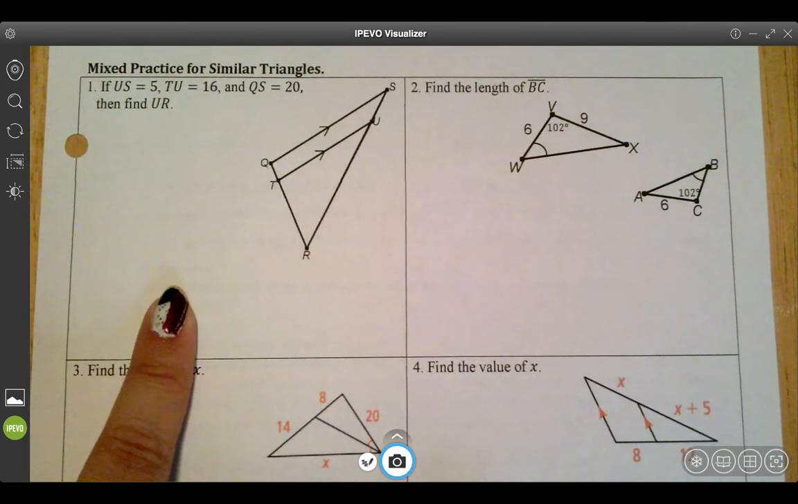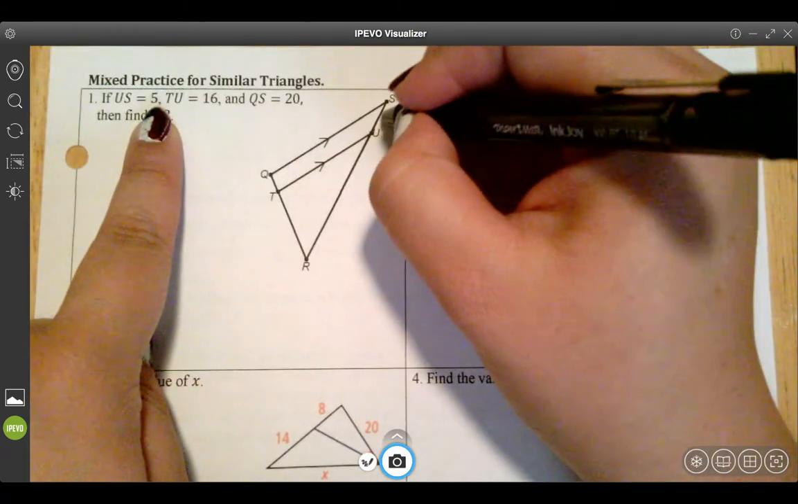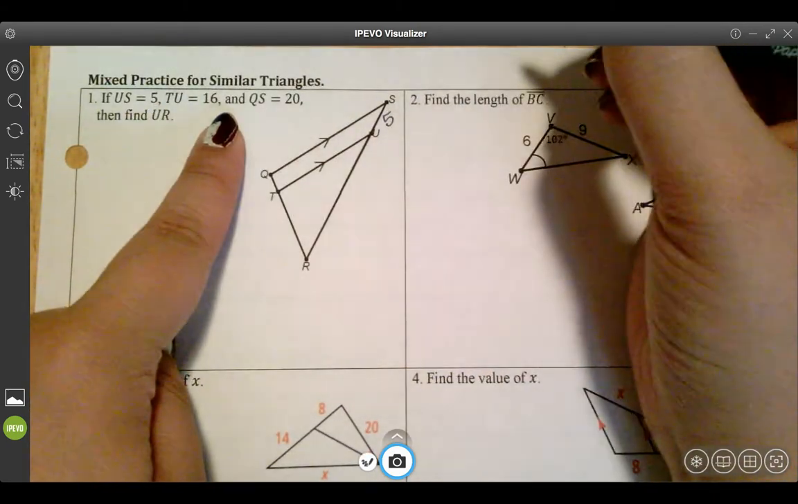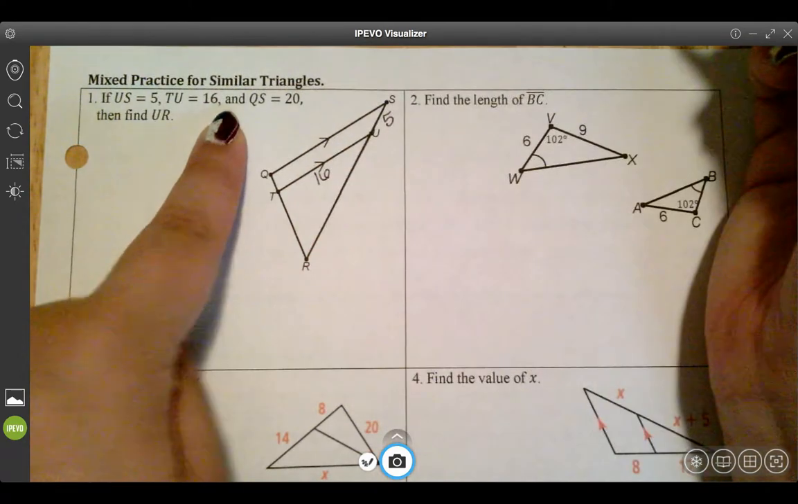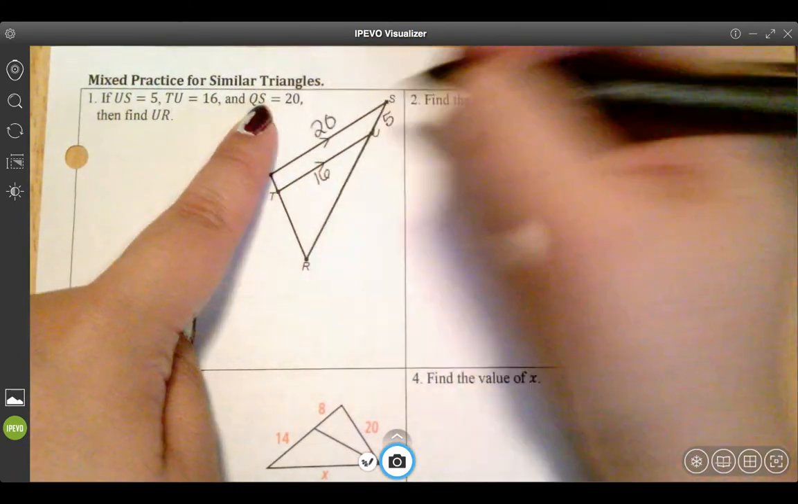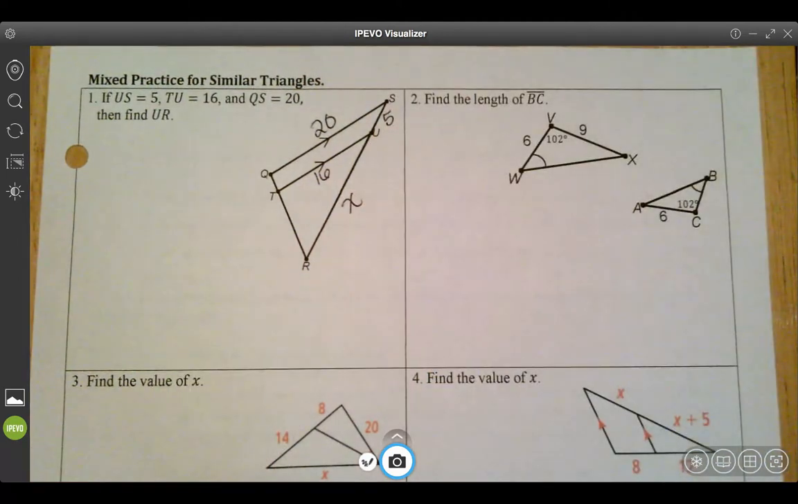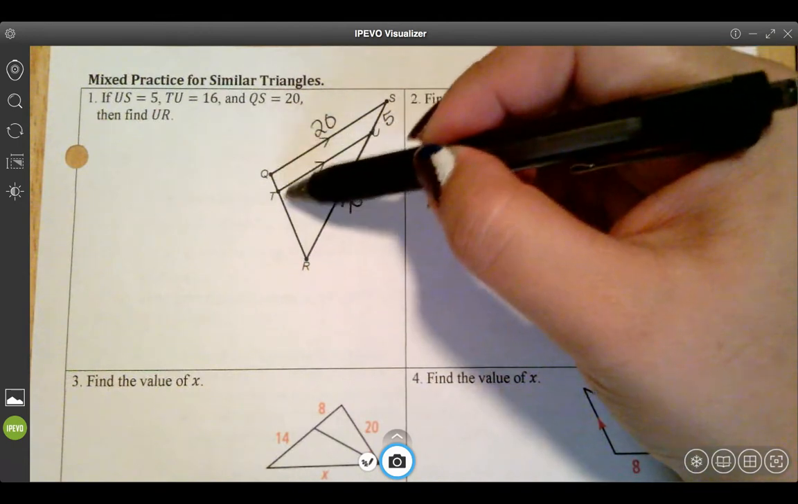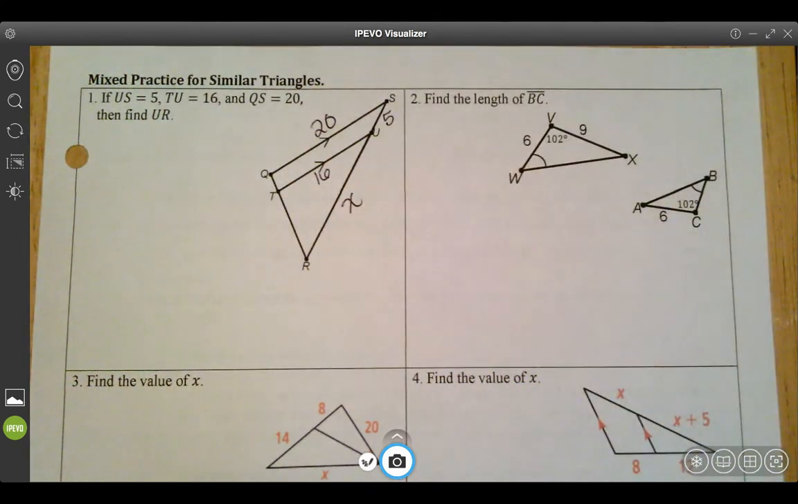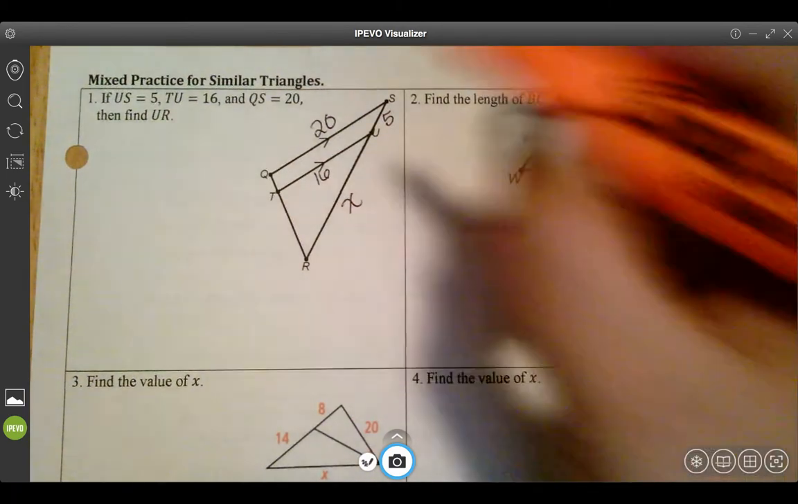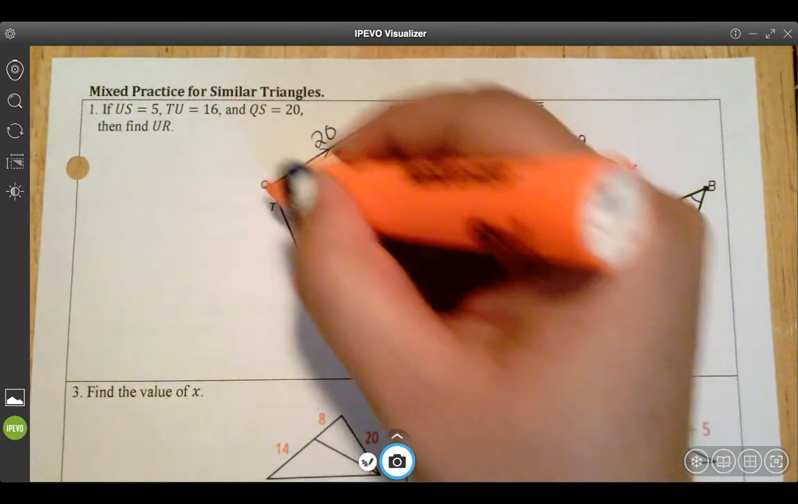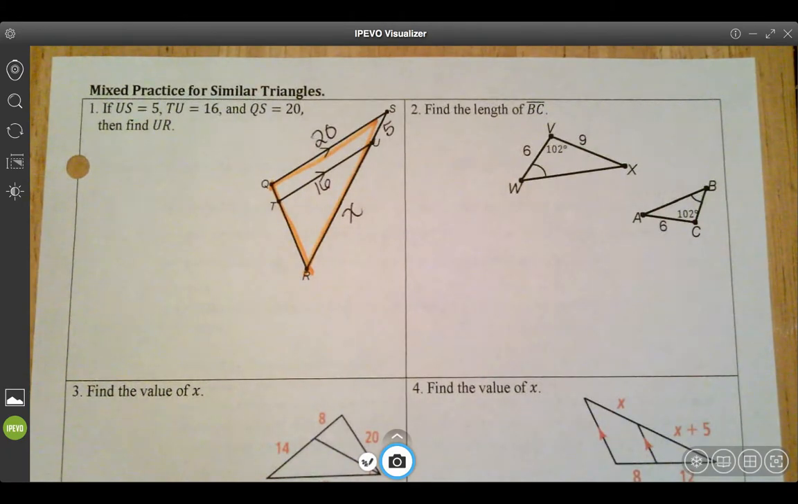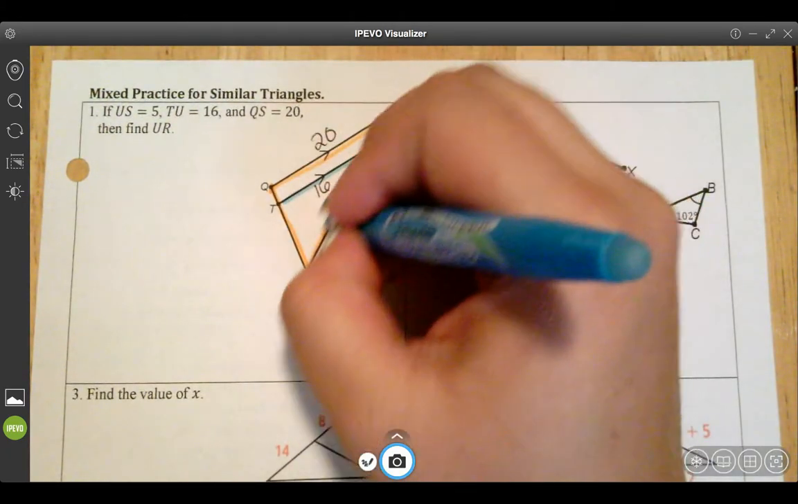So for number 1, we know that US equals 5, TU equals 16, QS equals 20, and we want to find UR, so we'll call that x. Now, can we use the side splitter theorem here? We would have been able to if we had the lengths for this side, but we're not given the lengths for the side, we're given the lengths for the parallel sides. And so what we have to do is pull apart these two triangles. We have the bigger triangle in orange and the smaller triangle in blue.